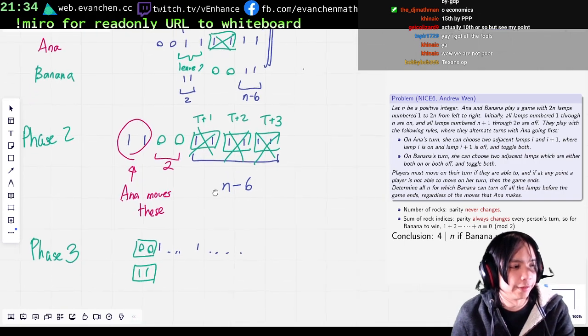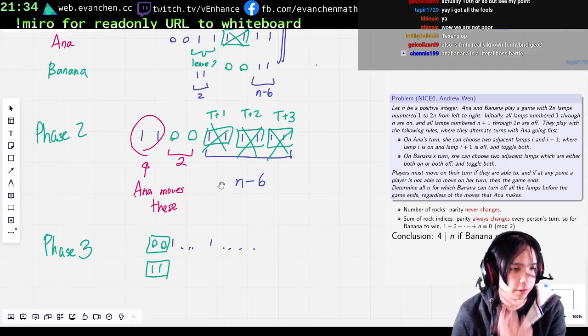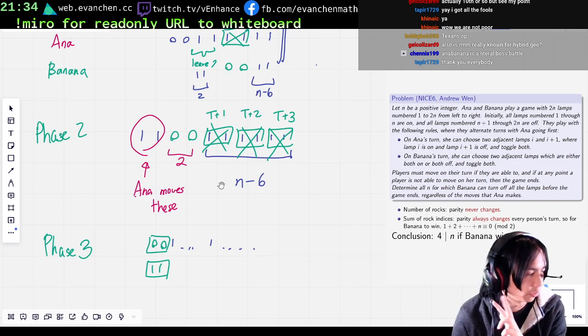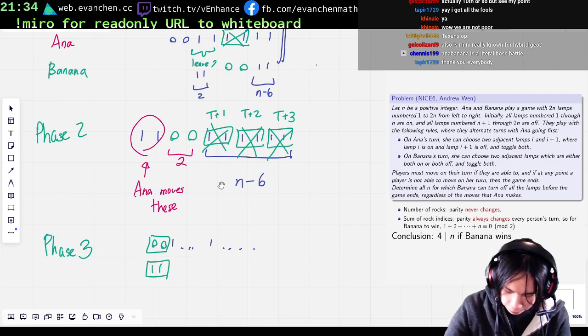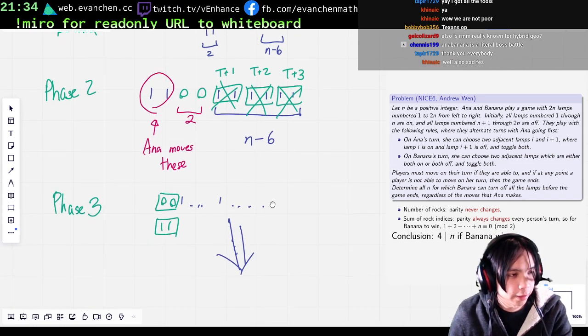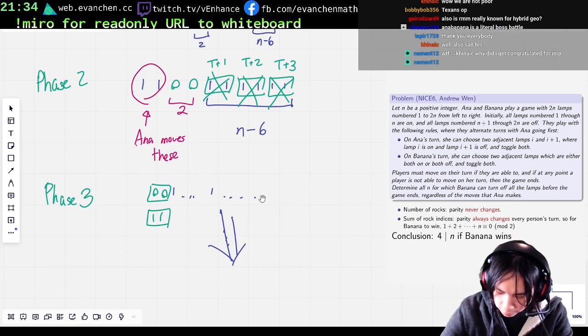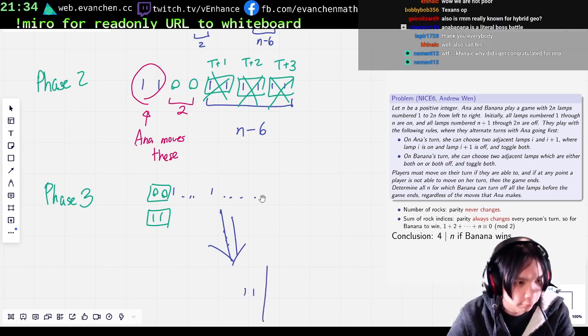And the point of, again, doing this is that Anna can't do much about these, because these rocks are just stuck, and they kind of go on and off, all the way until, sort of like before, these ones just slowly move over, and again, for parity reasons, what's going to happen is eventually you end up at a state that looks like this, 1, 1 at the very end.